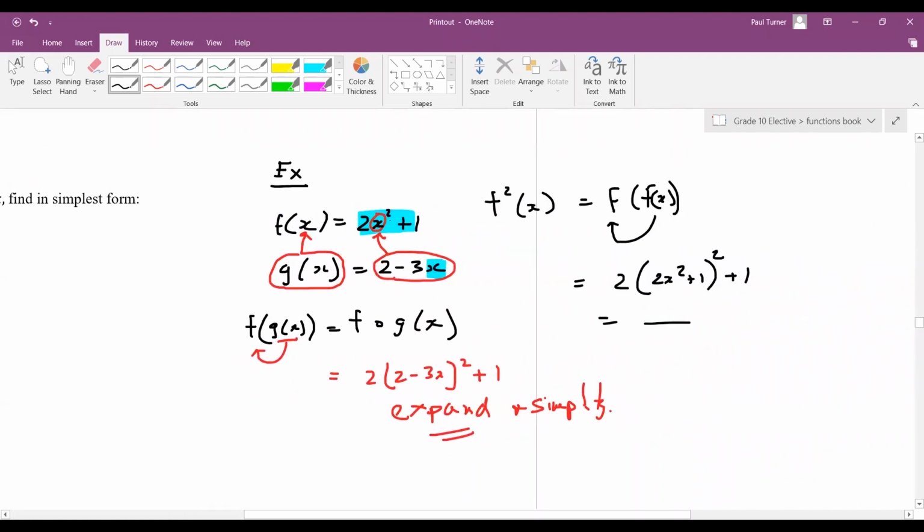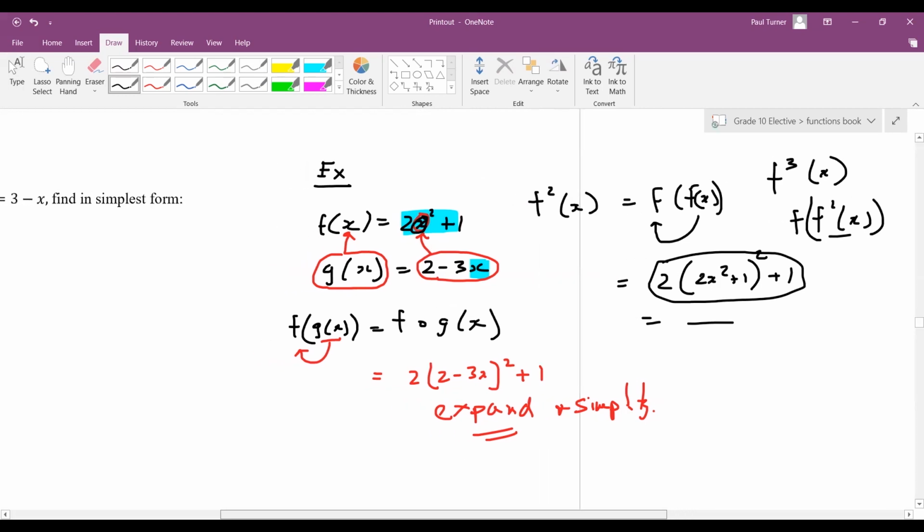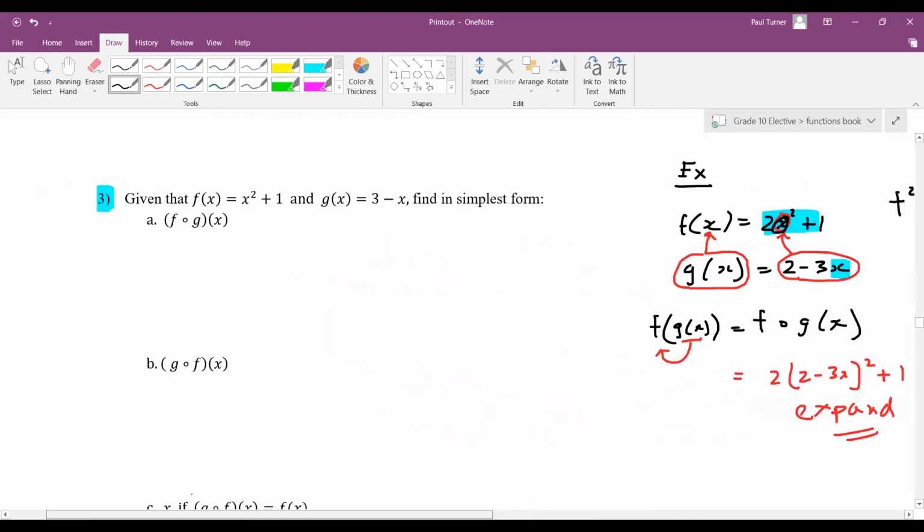And if you get f³, if I want f³(x), it means f(f²(x)). So take what you found here and put it back into the original function, back into here. Okay, you may see f³, f⁴, f⁵ like that. So we'll talk about that when you see it.